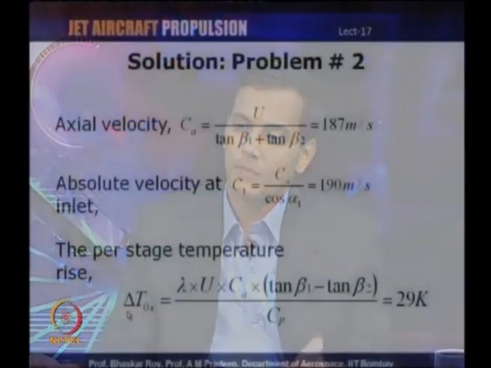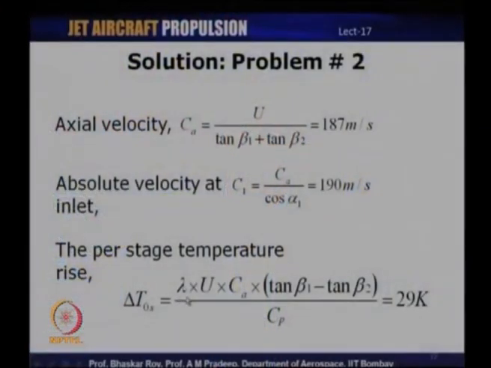So, if you look at the per stage temperature rise now, we have this work done factor lambda multiplied by U CA by Cp into tan beta 1 minus tan beta 2. So, if you substitute all the values, work done factor is given, U is known, CA has already been calculated, beta 1 and beta 2 are known, and Cp is also known. If you substitute all these values here, we have the per stage temperature rise, which is 29 Kelvin.